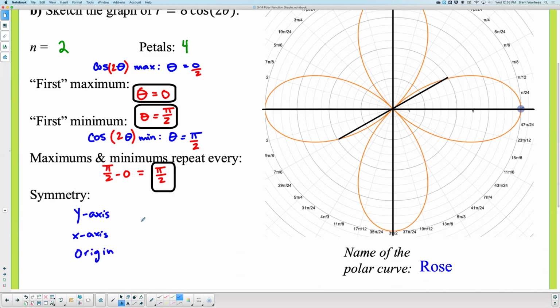What are the polar names for those? Do you remember? Theta equals pi over 2. Good. What about the x-axis? What do we call that one? This one's called the polar axis. And finally, the origin we call the pole. Good.